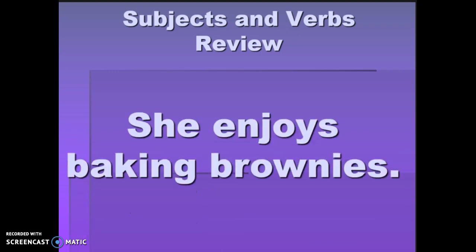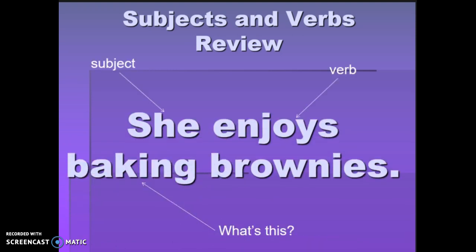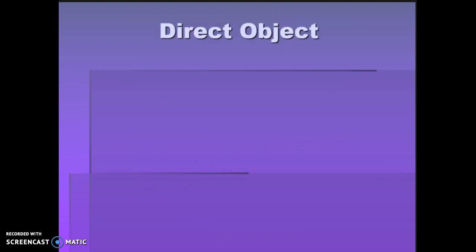So here's a sentence that we've looked at before. She enjoys baking brownies. Most people thought that the word baking was the verb, and we talked about why it wasn't the verb and the time change method and all that good stuff. So we have our subject and our verb, she and enjoys. But what's the word baking? What's the function of that word in the sentence? Well, that's where the complements come in.